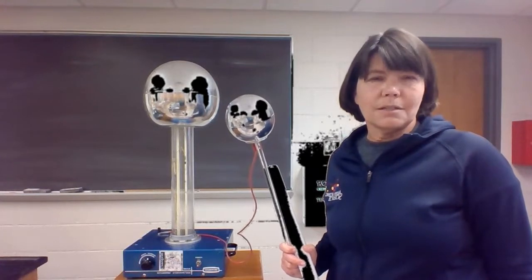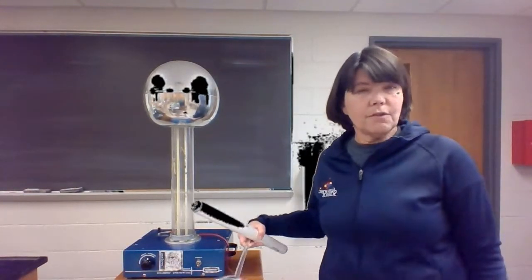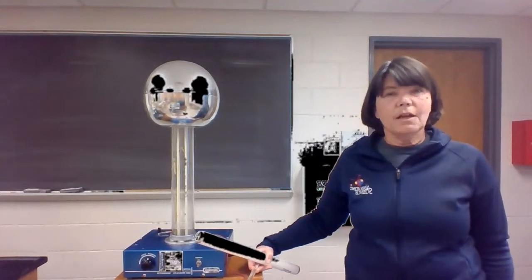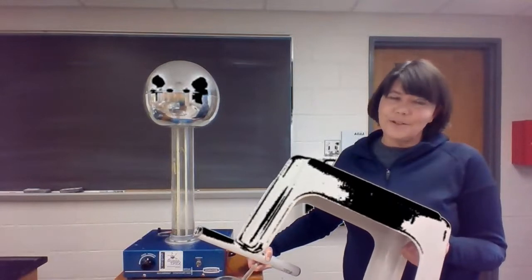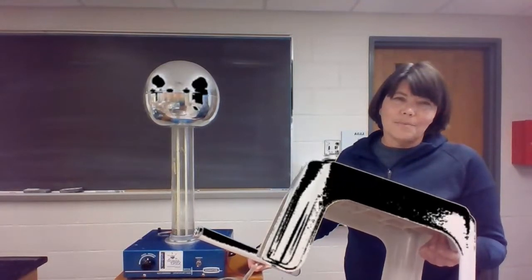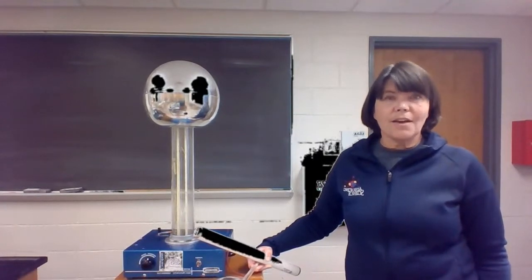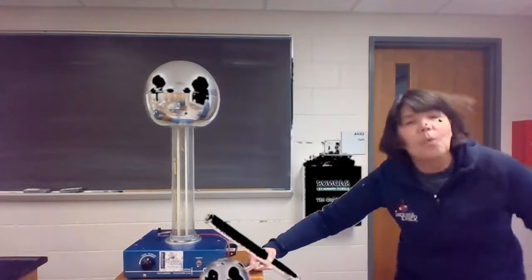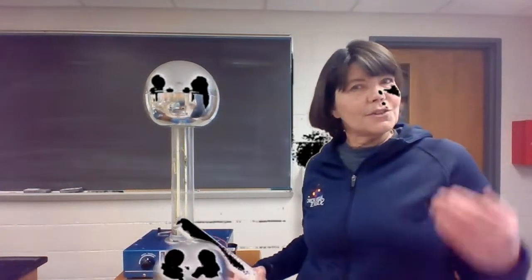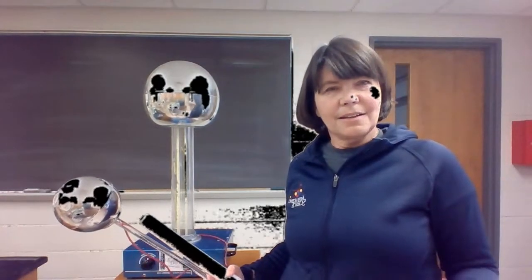I'm going to turn the light out. We'll turn the generator on. One other thing I forgot to show you is I'm actually going to stand on this stool. This is an insulator. What does an insulator do when we're talking about electrons? If you said that it stops electricity from moving or electrons from moving, you're absolutely right. So this insulator or stool is made out of rubber.